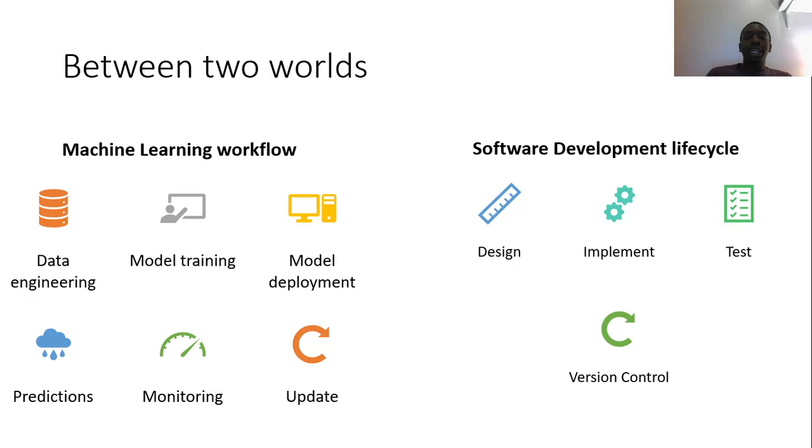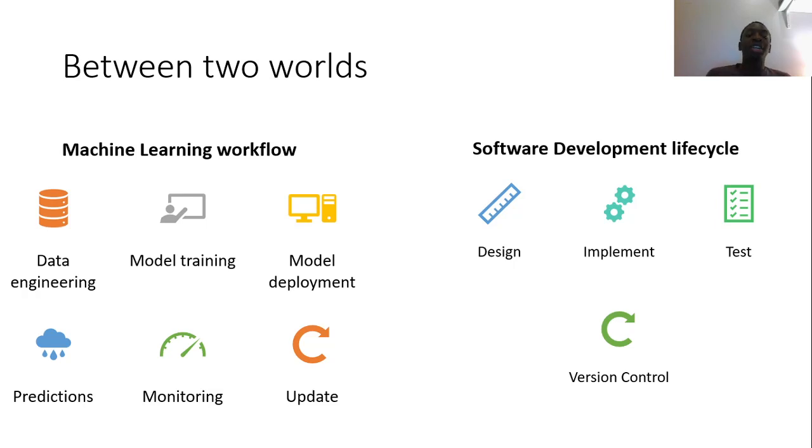Usually a machine learning project consists of two main parts. There is a part focusing on software development and another part on the machine learning workflow. These two are mainly different because they have different steps with different purposes. For example, the software development lifecycle has three main steps consisting of the design, implementation, and testing, and all updates are provided to the project through a version control system.